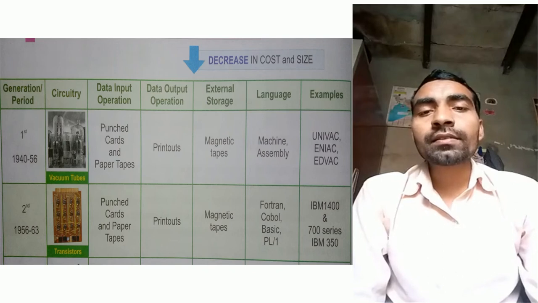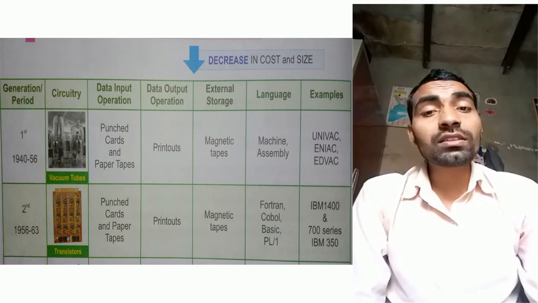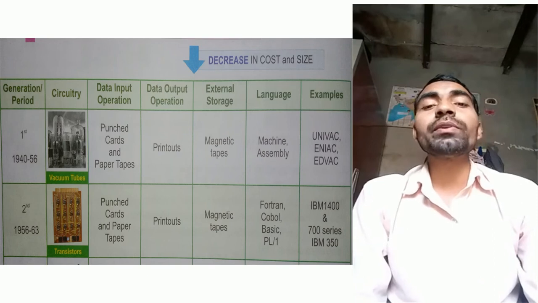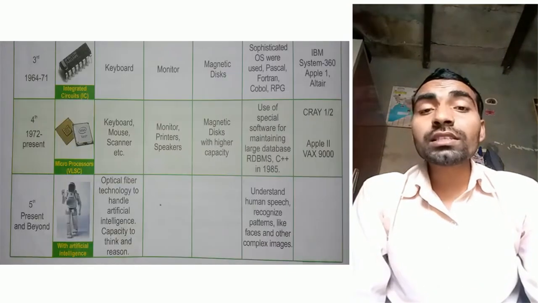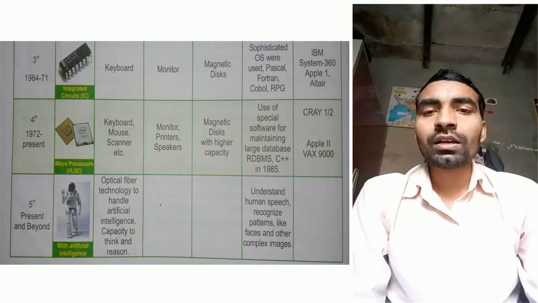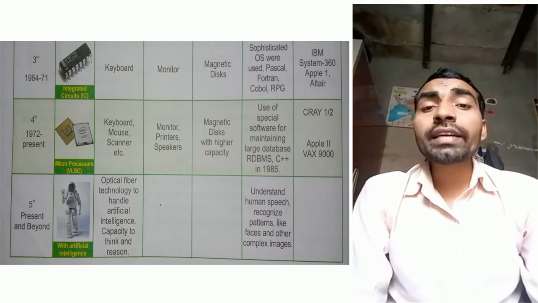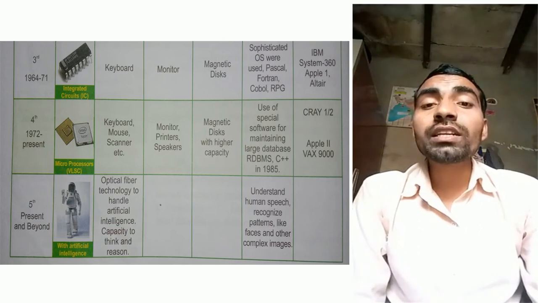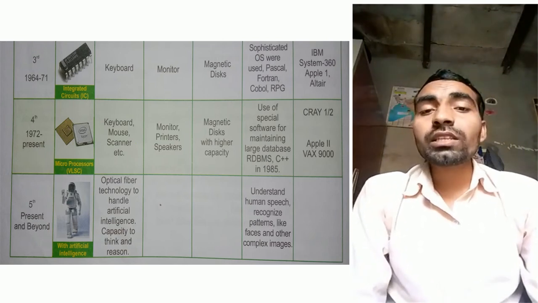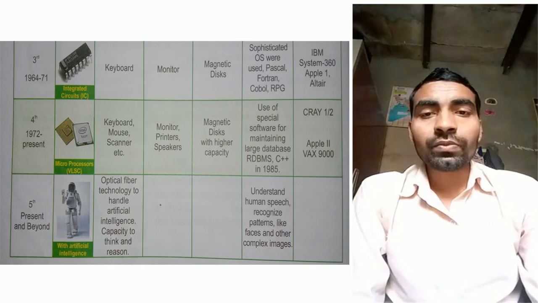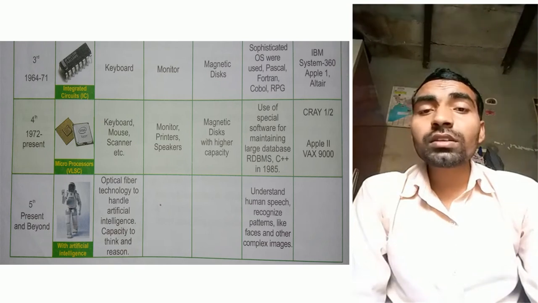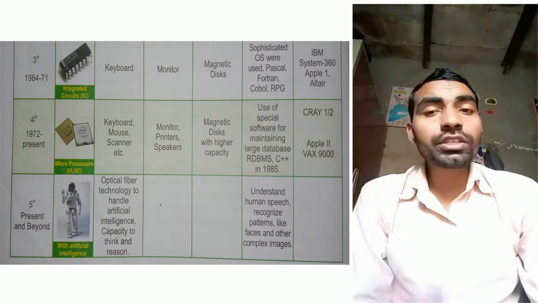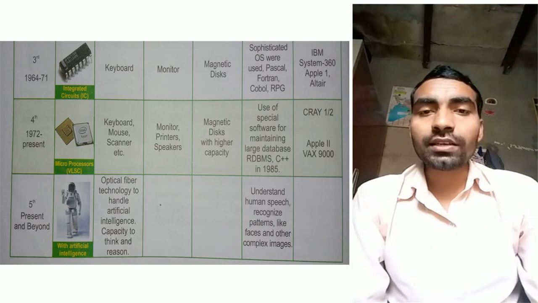After that, the scientists were not satisfied with this technology also. So they developed new technology that comes in the third generation, from 1964 to 1971. In this generation, the IC came. IC stands for integrated circuit. This replaced transistors. In IC, thousands of small transistors were fixed on a silicon chip that was known as IC.